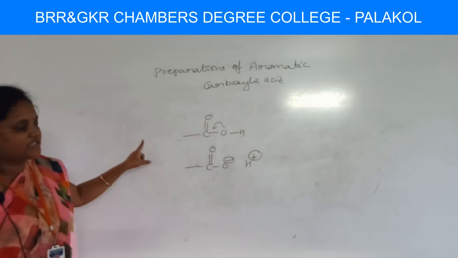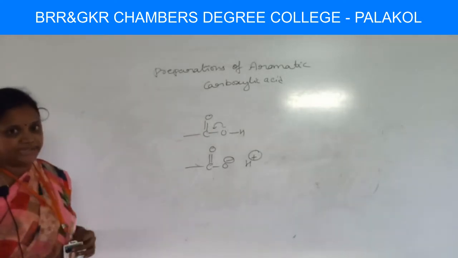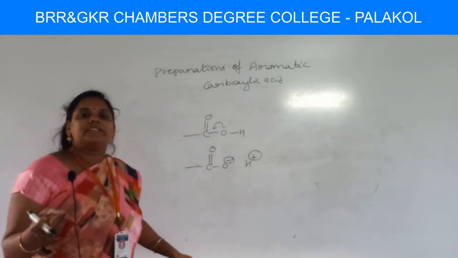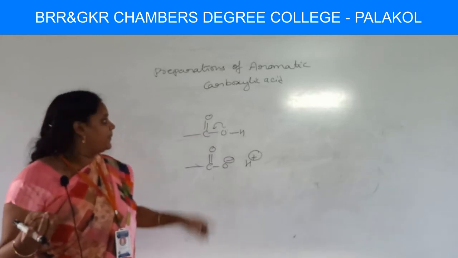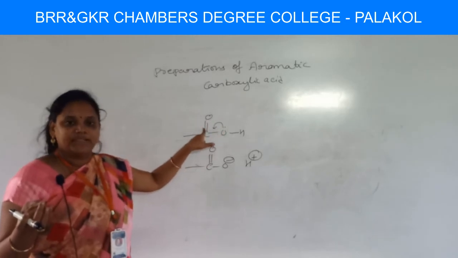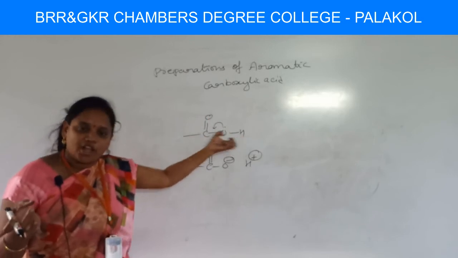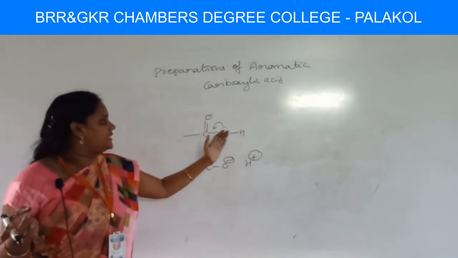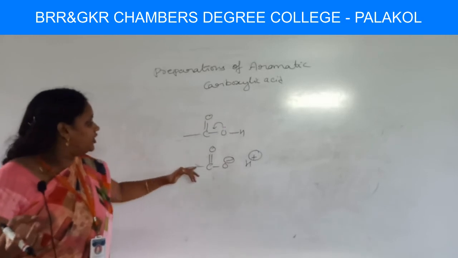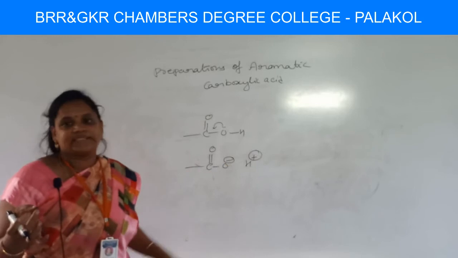You are getting my point, students? Why is the COOH group stronger? Why is it more acidic? A stronger acid means one which releases a proton easily. If the oxygen donates its lone pair electron towards this side, it gets a partial positive. Hence, it tries to pull the electrons present between the oxygen and hydrogen bond, so that you will get C double bond O minus. Right? H plus is easily released.